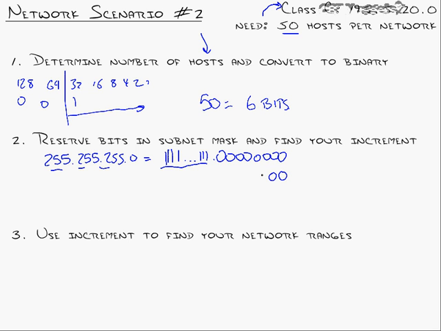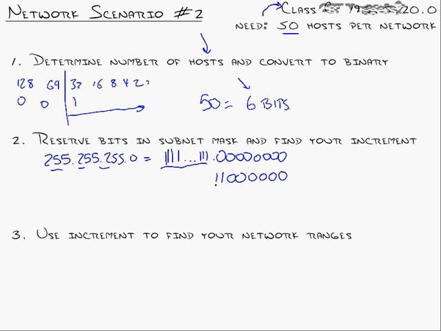1, 2, 3, 4, 5, 6 of them have been saved because we can't get the number 50 with any less than 6 bits. The other 2 host bits can change over to ones so that we can do our subnetting process.